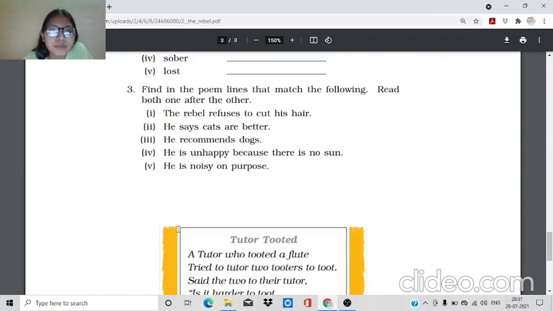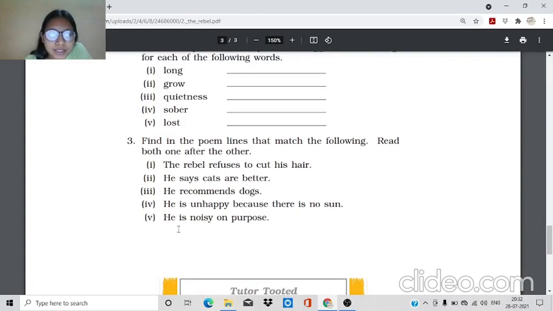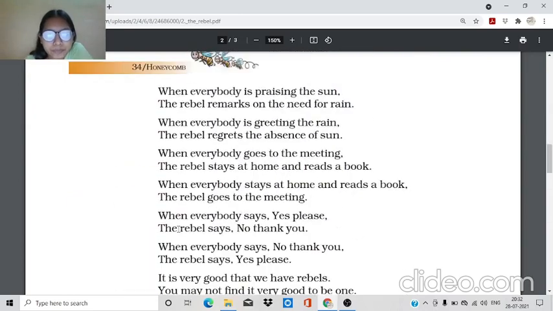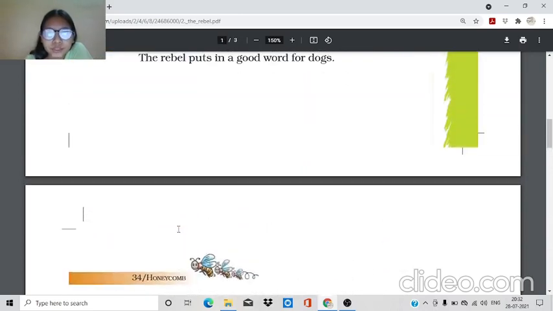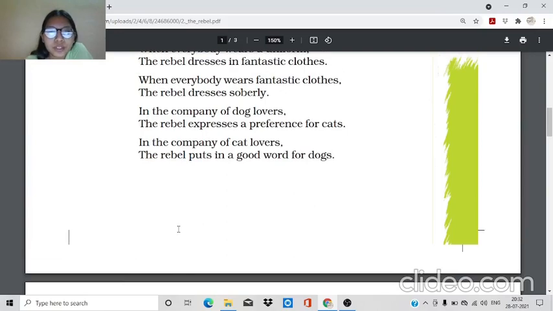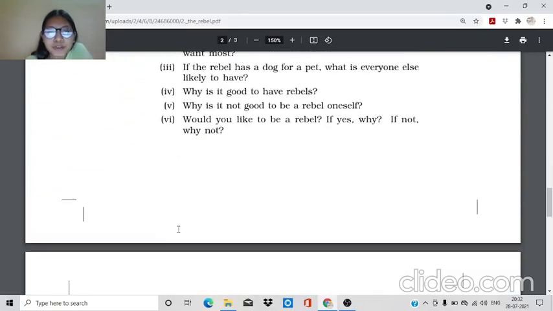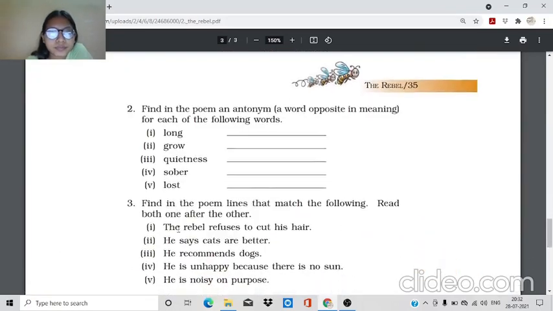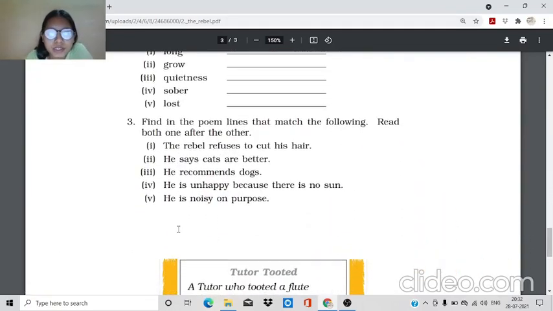So what is the similar line to he says cats are better? He puts in a preference. He says cats are better. What is similar to that? Okay, the rebel expresses a preference for cats. He recommends dogs. Yes, he put in a good word for dogs. He is unhappy when there is no sun. He is noisy on purpose.